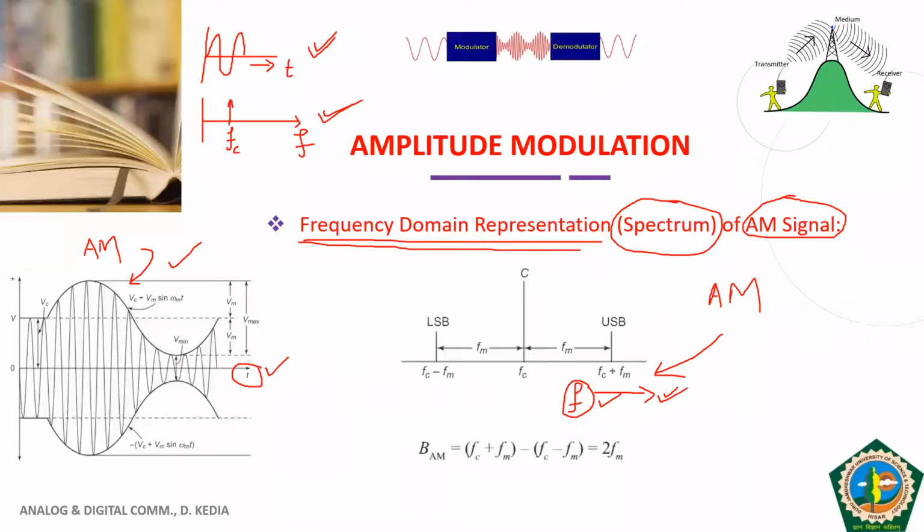Now the question arises: how do we represent an AM signal in the frequency domain easily? I told you that for a sine wave there is a single frequency, and a single frequency is represented by an impulse. Now let us see how many frequencies, or how many sine waves, are present in the AM signal. So let us go to the previous slide.